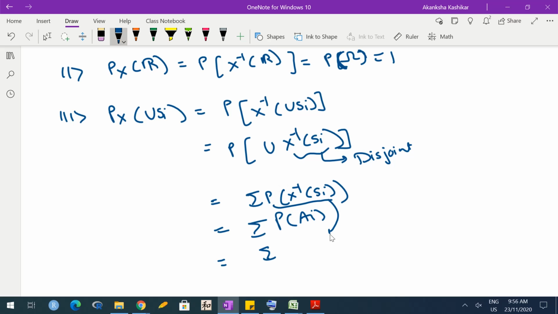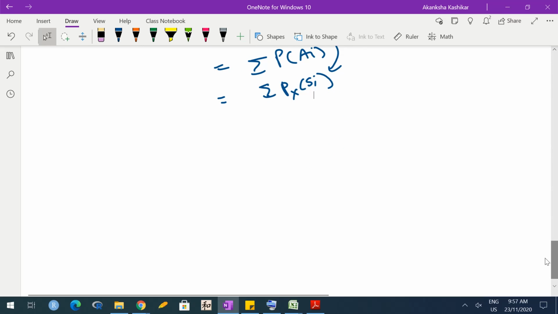Probability of X inverse of Si I can write as PX of Si. Okay, probability of individual X inverse Si is the same as PX of Si. So we have proved that PX of union Si is the same as the sum over PX of Si. Okay, hence PX becomes a probability measure on R, B. So what is the conclusion?